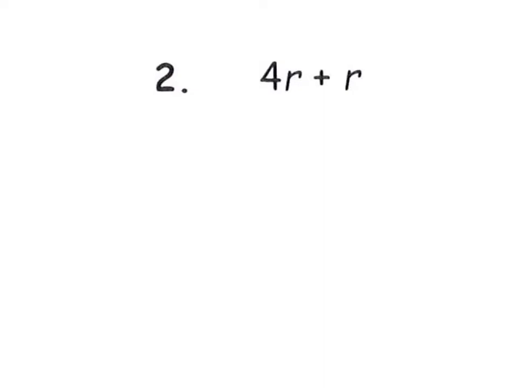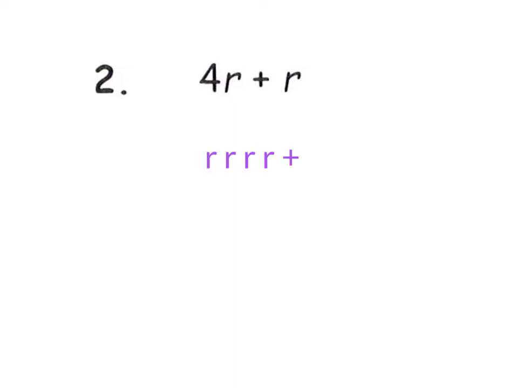For number 2, I see 4R plus R. Again, just to give you the idea of what this is doing, I'm going to write out 4 R's. So I have 4 R's plus 1 more R. When I see it written out that way, that hopefully helps you realize I have 4 R's and another R. That gives me 5 R's altogether. So that's my answer for number 2, 5R.